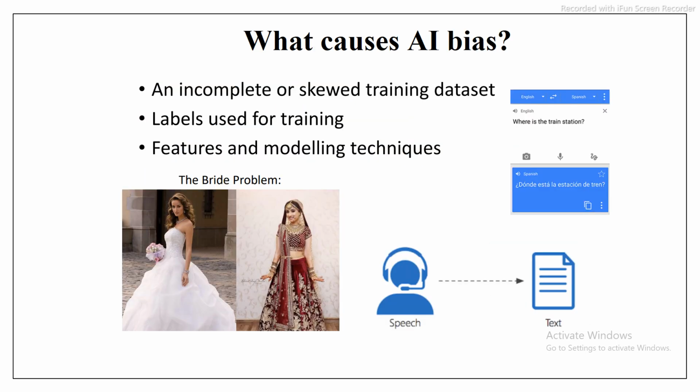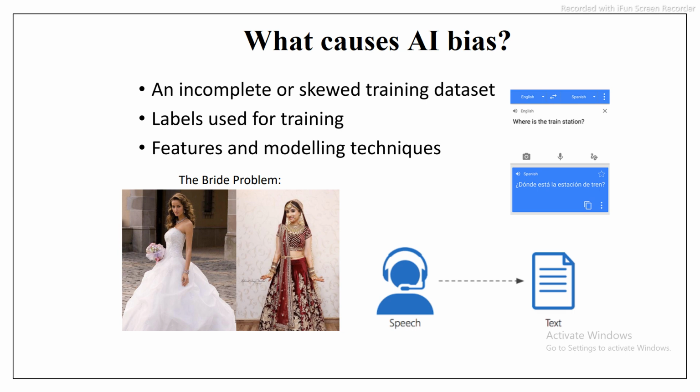And what causes AI bias? You will see some of the biases here also. Take speech-to-text systems: if the training data set has mostly similar kinds of data, it will be skewed, meaning highly tilted in one direction. So speech-to-text can give you similar or incomplete results due to an incomplete training data set.